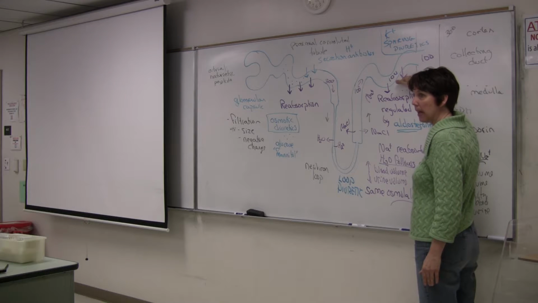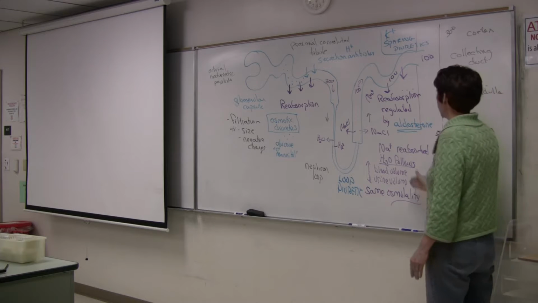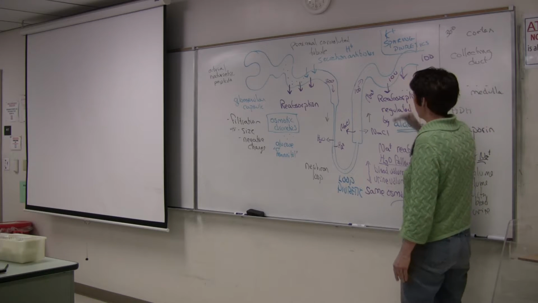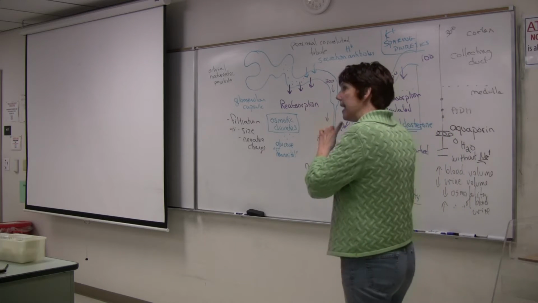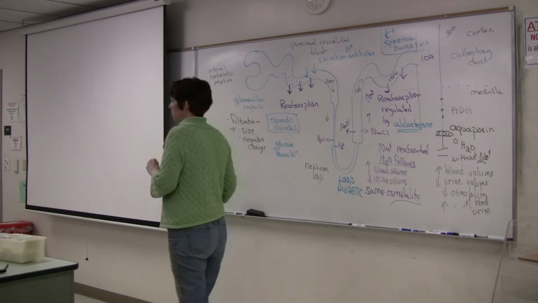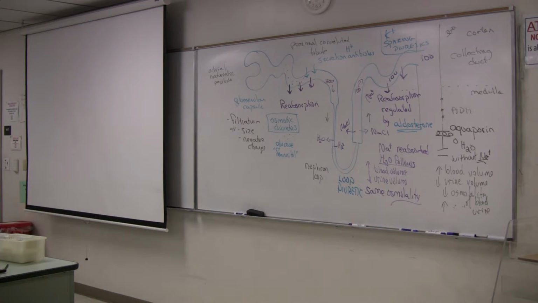ADH can bind there as well. All right, ADH is primarily the collecting duct in the cortex. Aldosterone is primarily the factor in the distal tubule. We'll have slides about that in just a moment, but it is a hormone that allows for the addition of sodium channels into the cell.